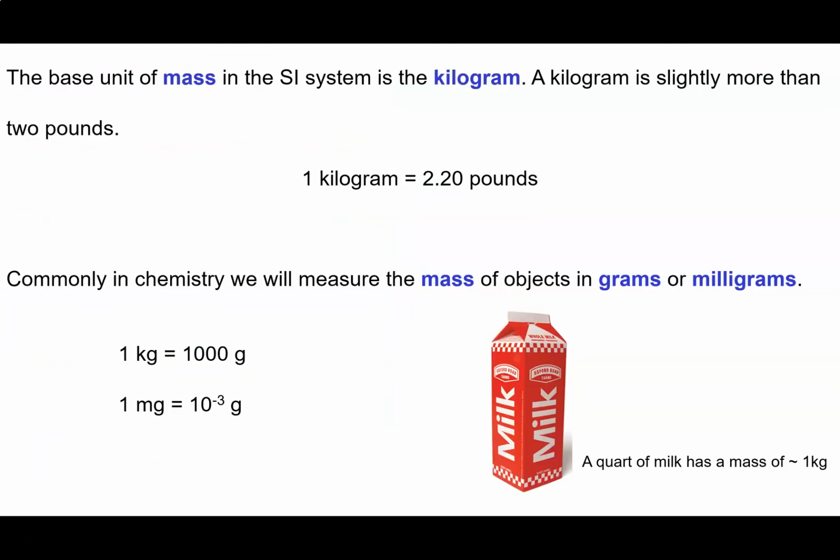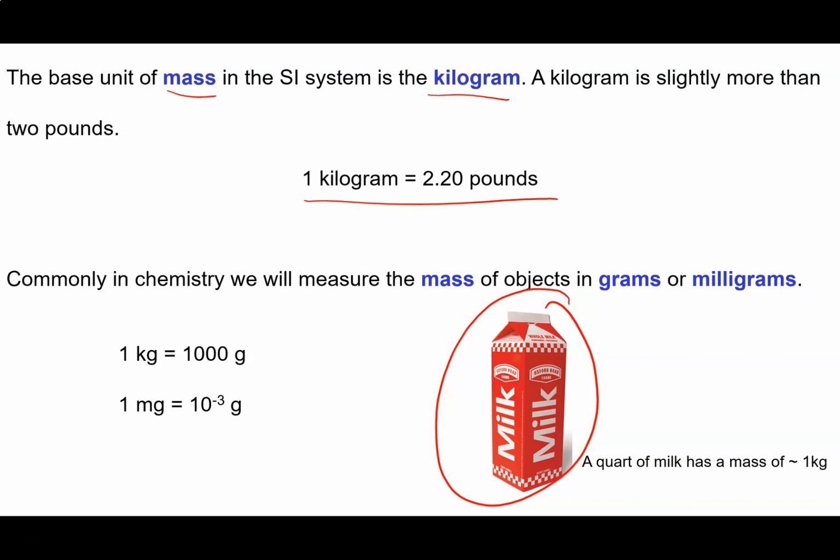Okay, so let's try and get a bit of a feel for how big these quantities are. The base unit of mass in the SI system is the kilogram. A kilogram is a little more than 2 pounds, it's 2.2 pounds. And what does that feel like? It's about the mass of a quart of milk.